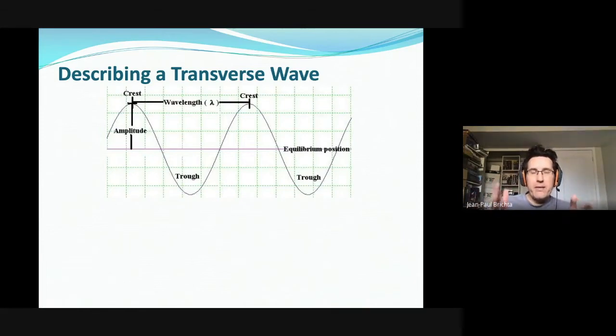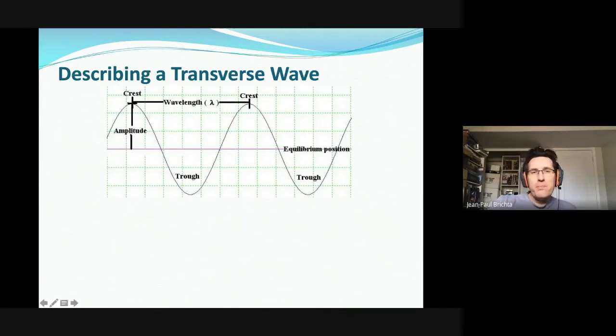The length of the wave, also known as the wavelength, is the distance measured from one crest to the next. The crest is the part of the wave where it's the biggest. From here to here, from one crest to the next crest, is an actual distance. You can measure it with a ruler. That's known as the wavelength.